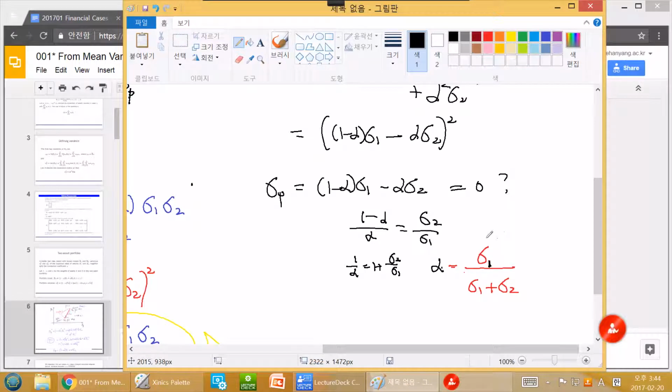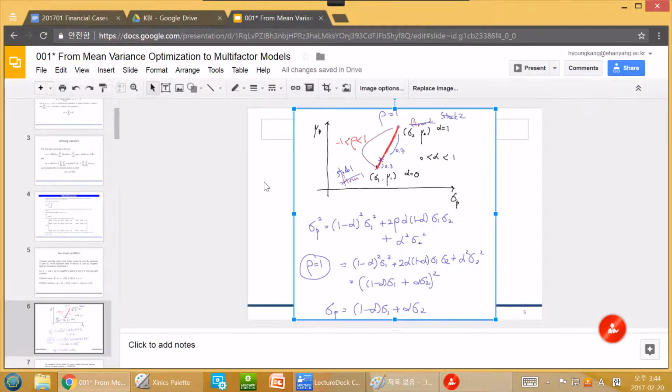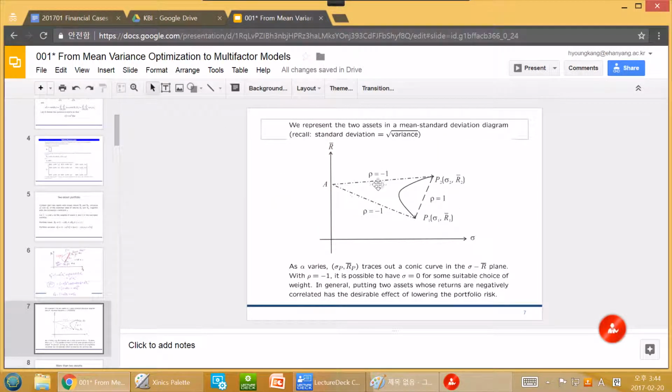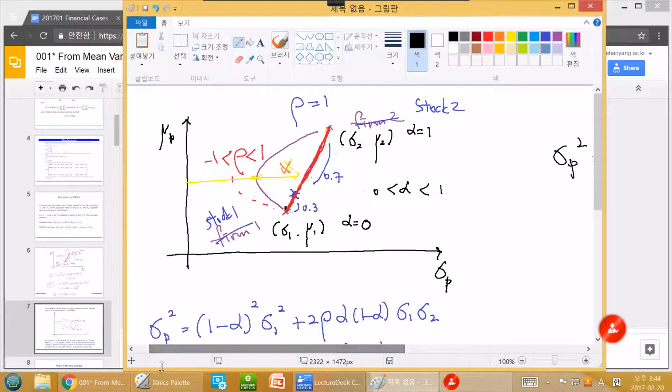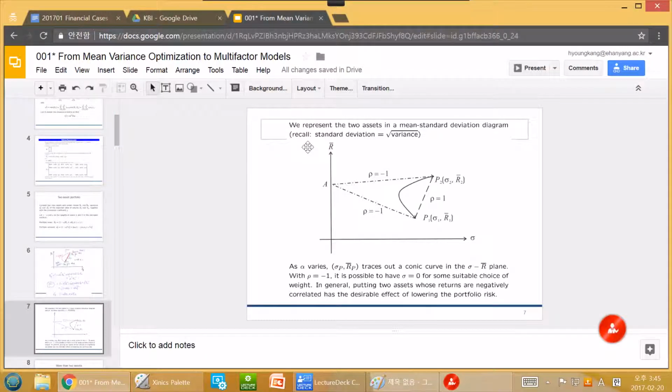So when we hold the portfolio in this ratio, we can make risk zero, sigma p zero. When rho is -1, we have exactly this. So in the portfolio case, it is now possible to make it risk free, so we can achieve this point. And the ratio is sigma 1 over sigma 1 plus sigma 2. By holding this ratio, we can exactly make the risk zero. So we have a huge diversification benefit in this area.